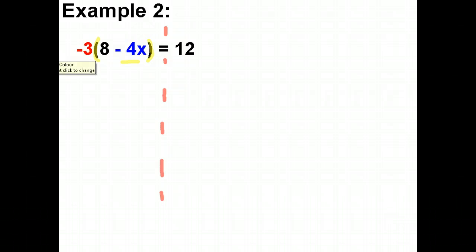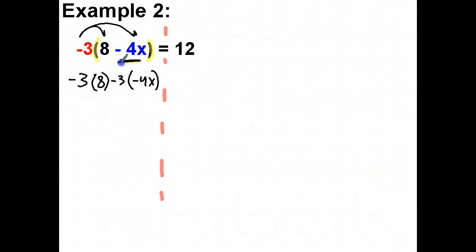So now we start out here and we say, okay, I'm going to distribute negative 3 times a positive 8. I'm going to distribute negative 3 times a negative 4x. Please, please, please make sure that that negative sign sticks with that term. Negative 3 times 8 is negative 24. Negative 3 times a negative 4 is positive 12x equals 12. And then from here I can see here's my variable term I need to get by itself. So I'm going to add 24 to both sides.